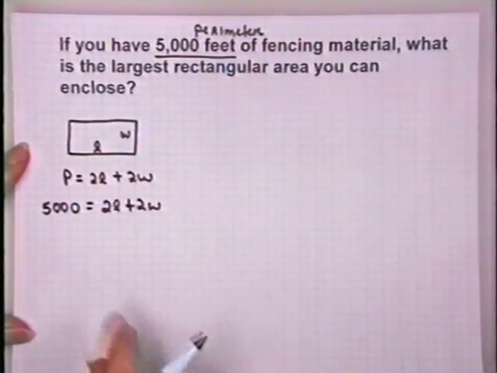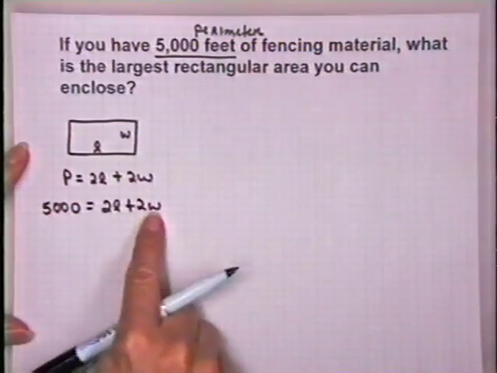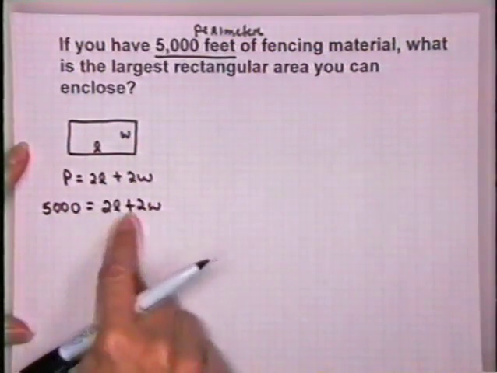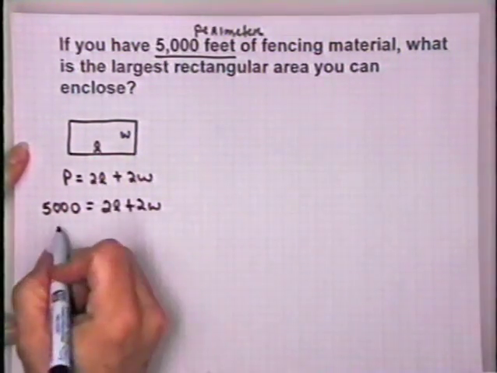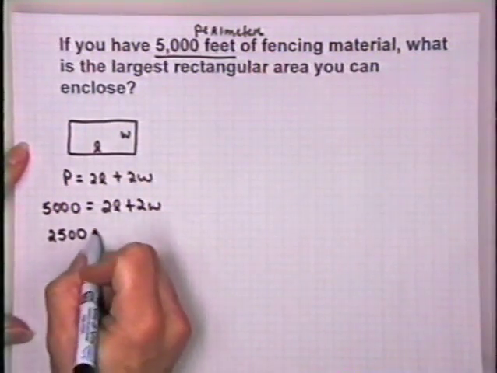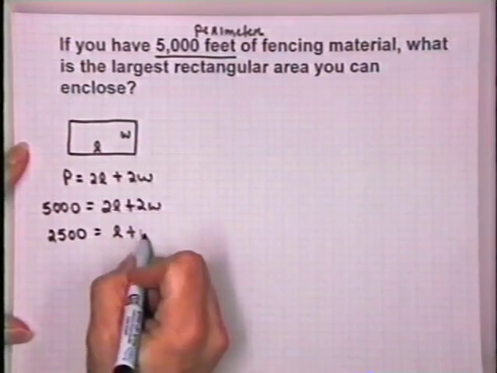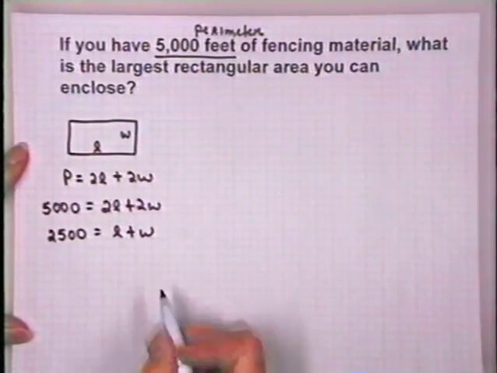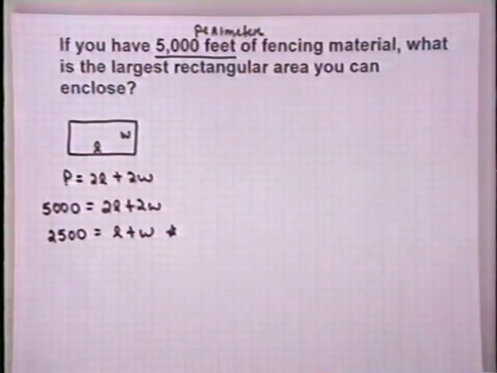Now I think while I'm here, I notice that I can simplify this equation a little bit. Everything's divisible by 2, isn't it? Let's divide through by 2. 5,000 divided by 2 is 2,500 equals 1L plus 1W. Okay, so I'm going to keep this equation here. That's one thing that I know has to be true.